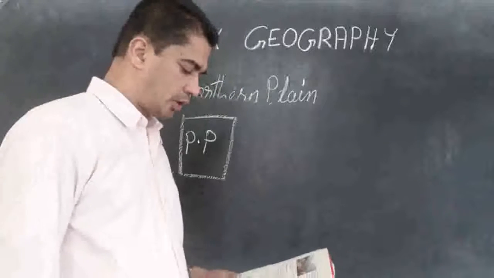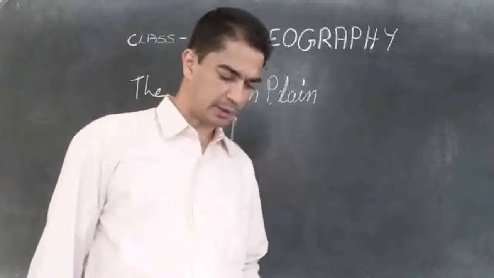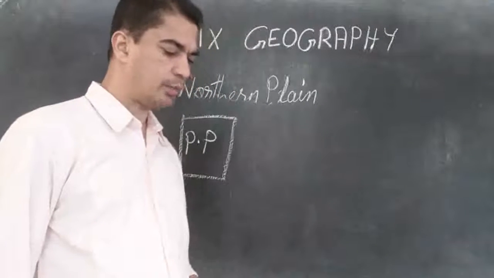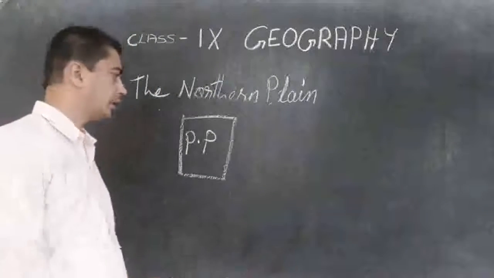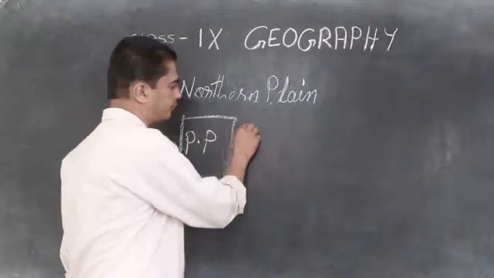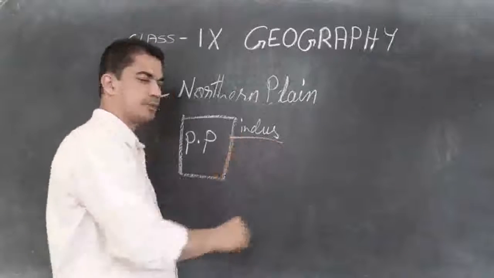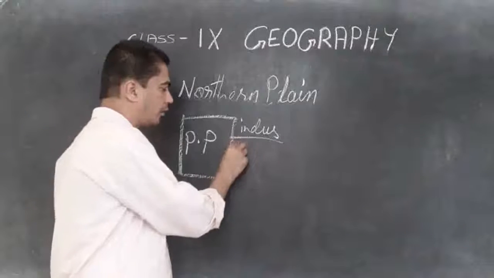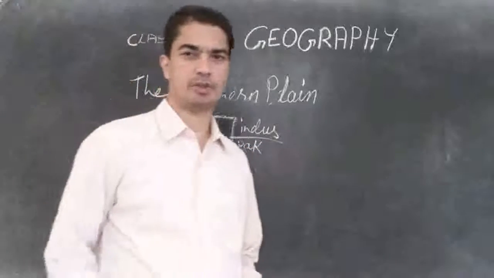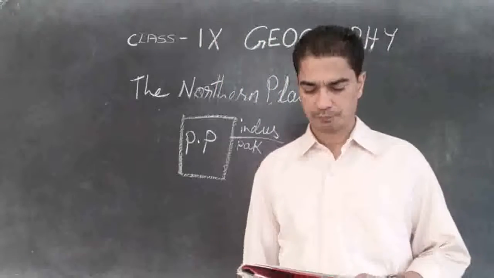Then, formed by the Indus and its tributaries, the larger part of this plain lies in Pakistan. So this plain mainly gets its water from the Indus River and the tributaries, and most of this Punjab plain is in Pakistan. Only a little part is in India. The majority of the area lies in Pakistan.